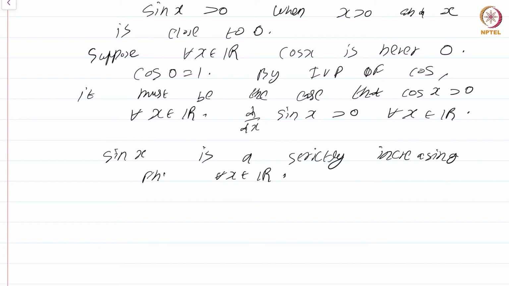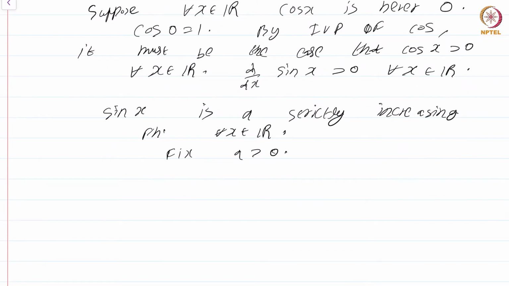So fix a greater than 0. We know that because cos is positive, 0 is less than cos 2a. Because we have just, under the assumption that cos is never 0, cos is always positive, so 0 is less than cos 2a. But from the trigonometric identities that we saw last time, cos 2a is nothing but cos squared a minus sine squared a.